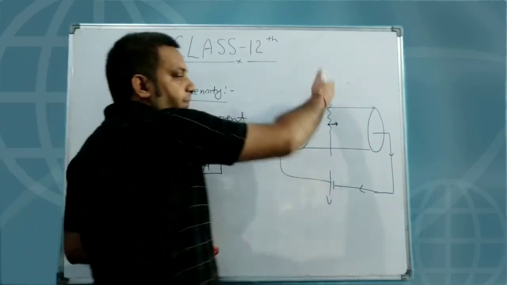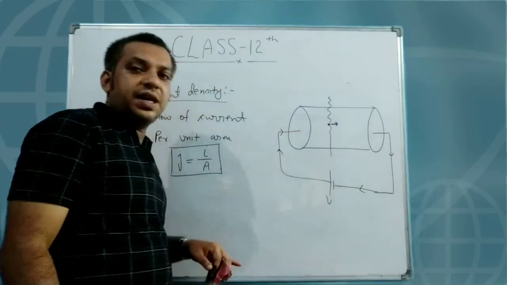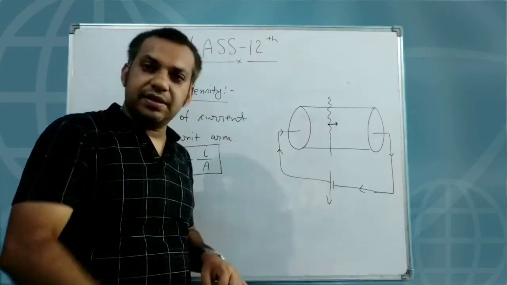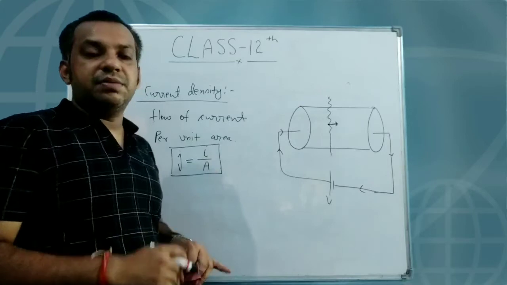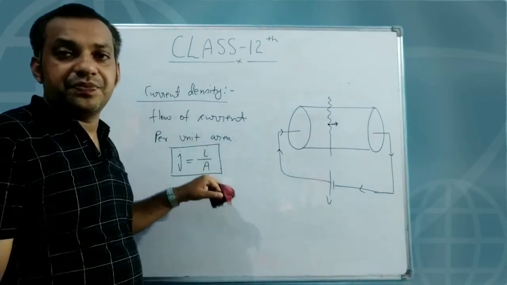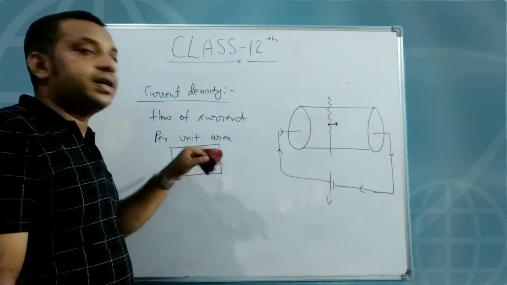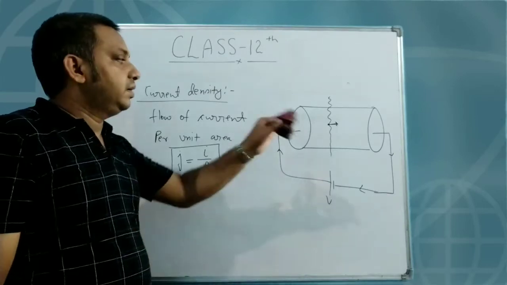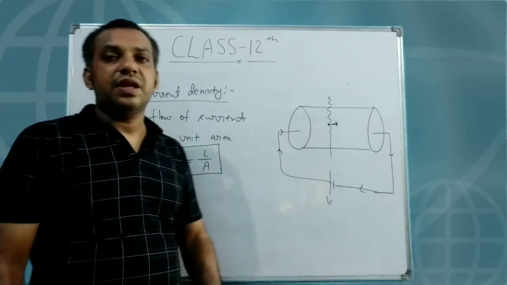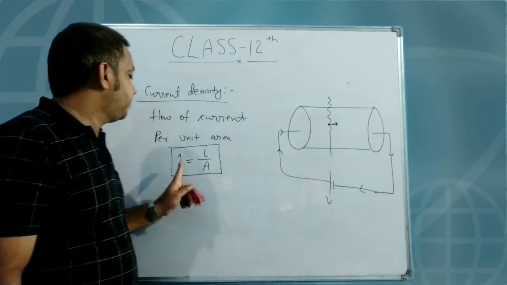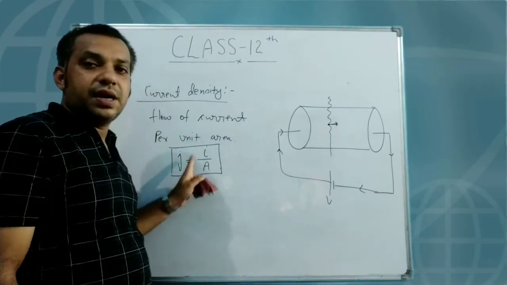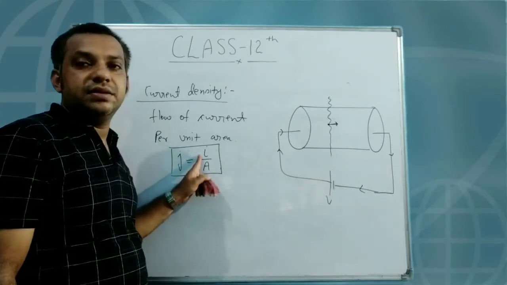So at any section, if you want to find the current density, you simply find the amount of current flowing on that area and divide it by the area of that section. Put in this value and you will find the current density of that conductor. And second thing, is current density a scalar or a vector? So if you see here, J is I by A. I is a scalar quantity.